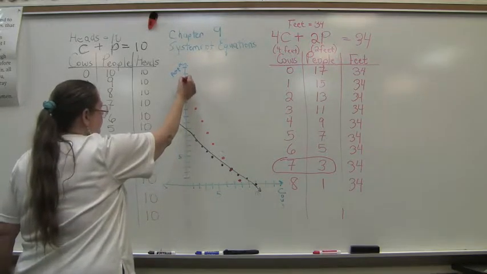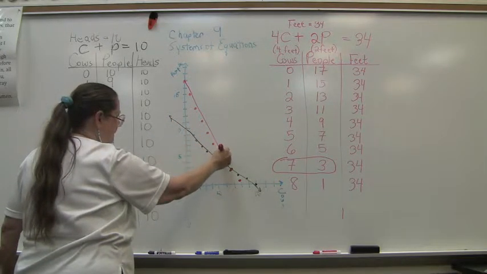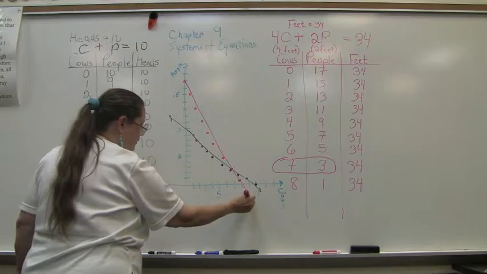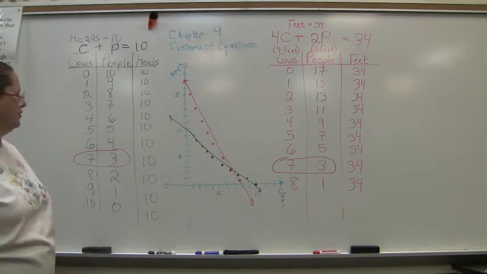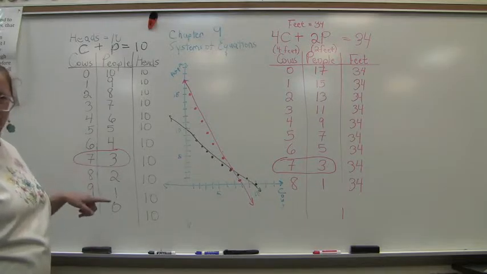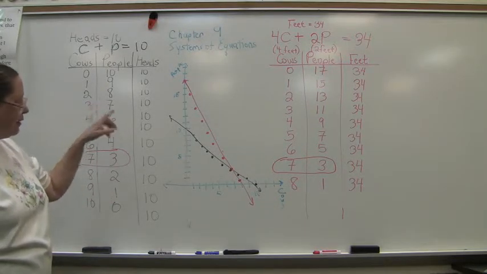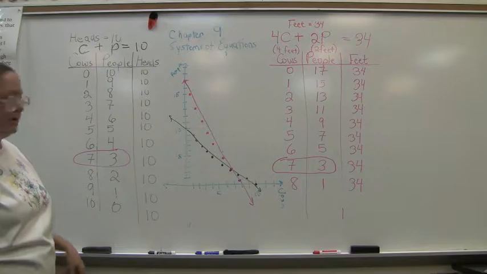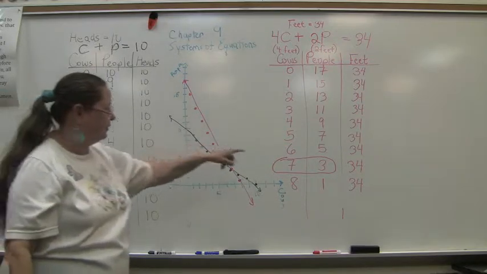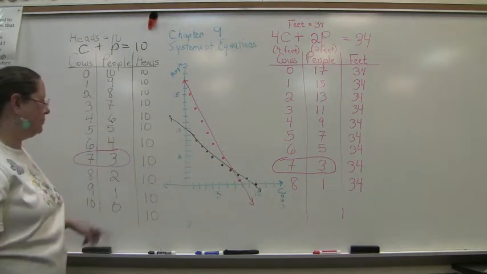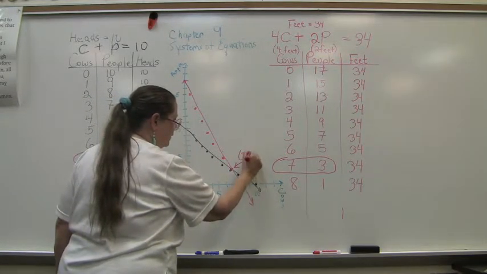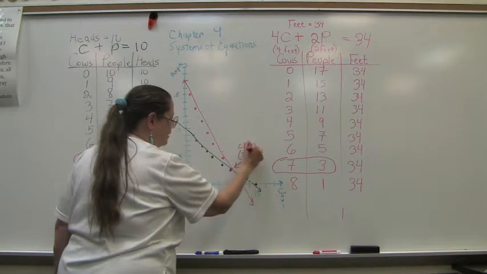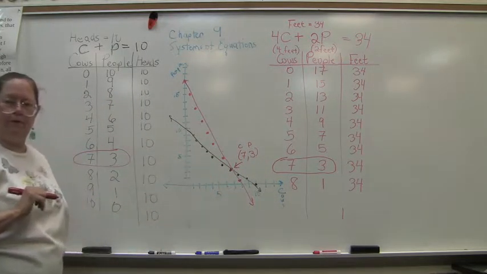So you see our other line going there. Okay, and again, you'll have graph paper, so it'll be much easier to do. And what do you notice about our lines and our solution here? 7, 3. That's this point right there, because that's cows and that's people.